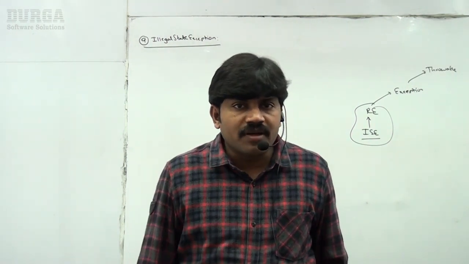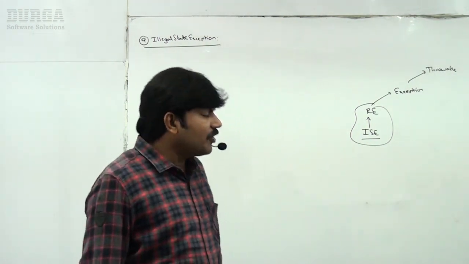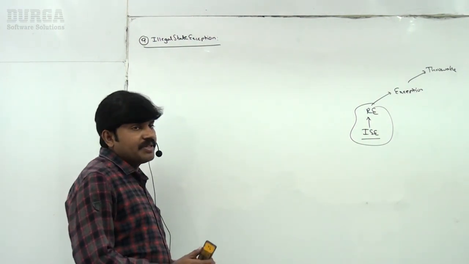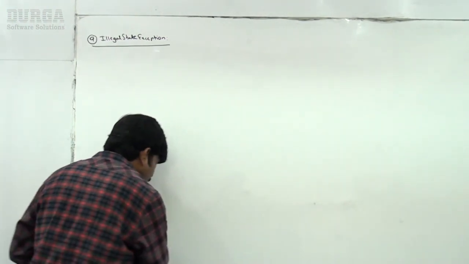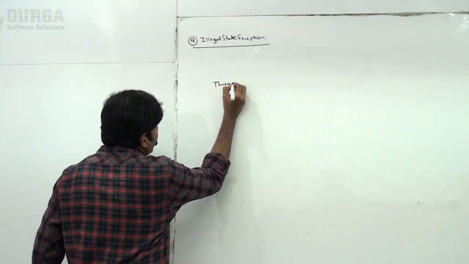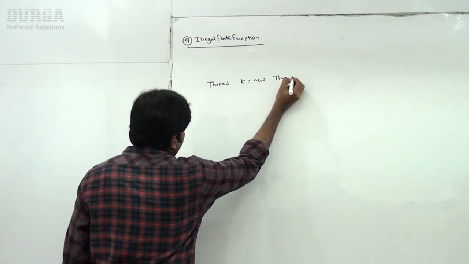That's why we are going to get what? Illegal state exception. Okay, sir, let me go for a small example to get basic idea, so that you will get much clarity. A thread, I just created a thread. Observe very carefully, sir. I'm taking Thread t = new Thread.